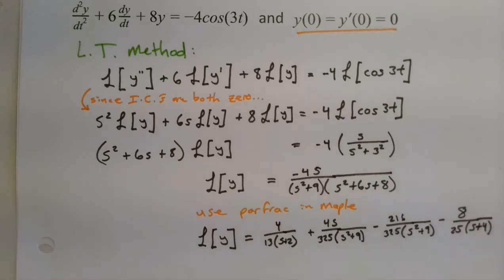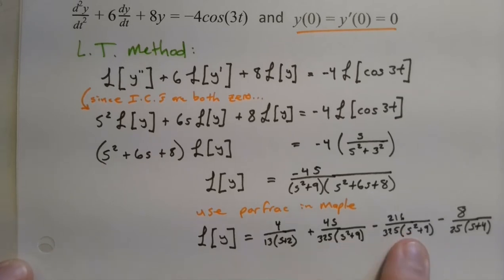Now, if you're paying attention, you'll notice that each one of these is remarkably similar in the sense that they have a constant, in this case 4 over 13, in this case 4 over 325, negative 216 over 325, negative 8 over 25. And so we could factor each one of those out and treat them, in this case, we have basically 1 over s plus 2, that's an exponential. When we do a Laplace inverse, 1 over s squared plus 9, that's going to be a cosine. 1 over s squared plus 9, that's another cosine. Or excuse me, in this case, I think it's a sine.